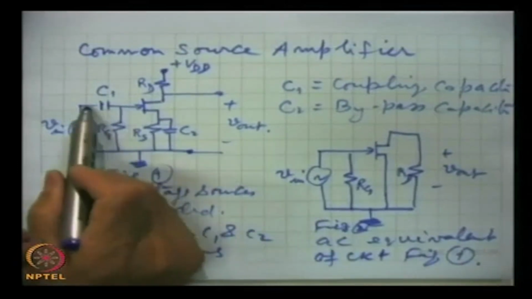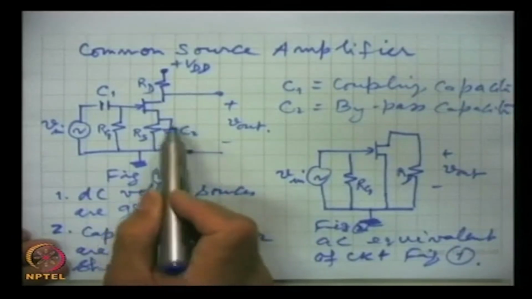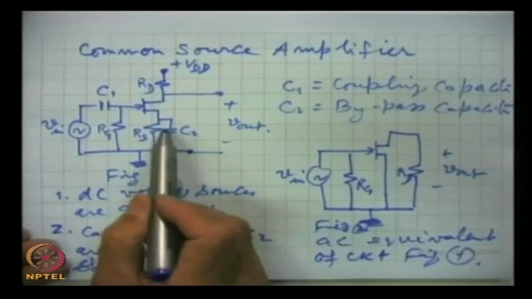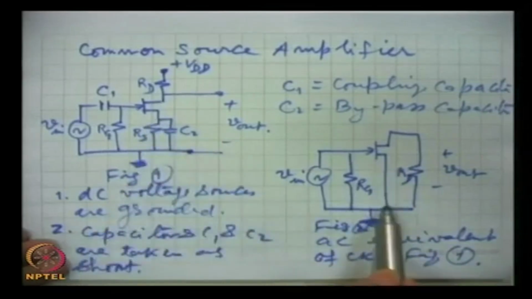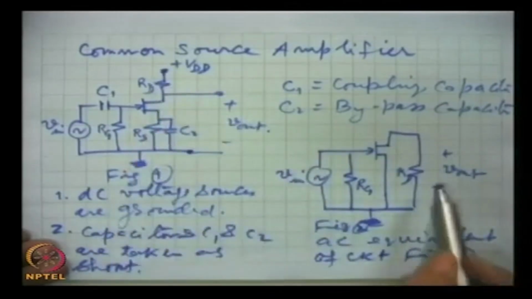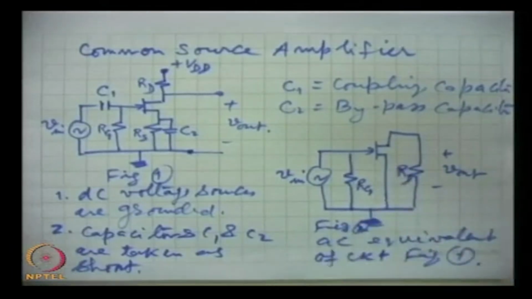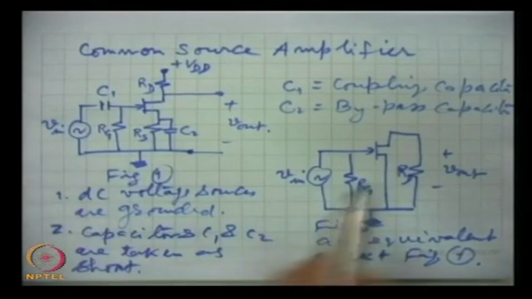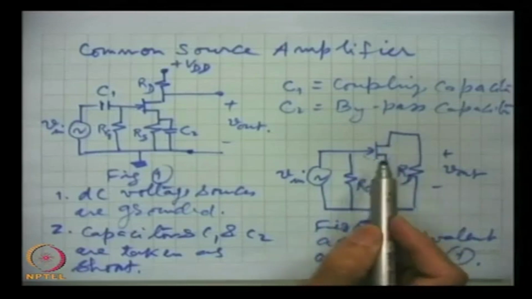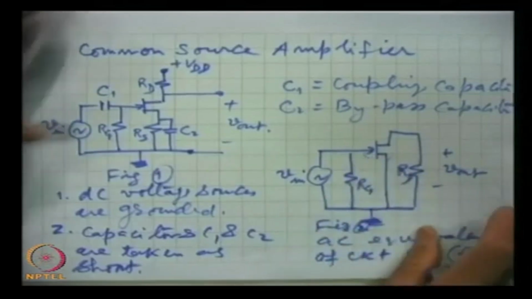Here once we take this as short, this is shorted. Once we consider this bypass capacitor as short, this resistance is shorted, so zero resistance. So, this is like that, and this is grounded. So, this is like this, and output is taken across this resistor RD. This is the AC equivalent. Now, we will replace this FET or MOSFET, whatever it is, by its model. So, what we get is this.